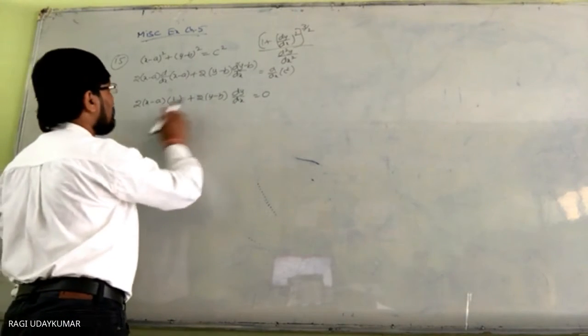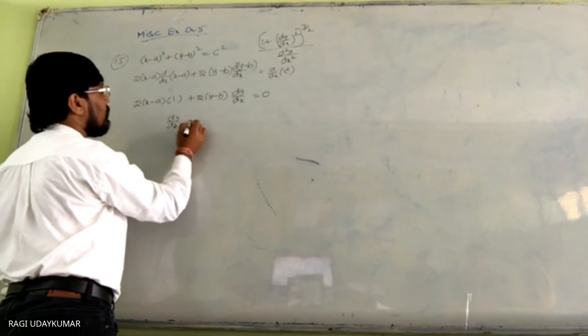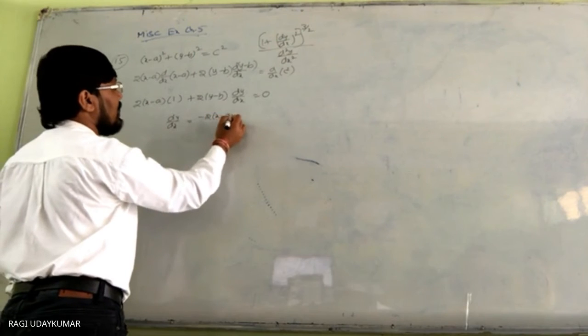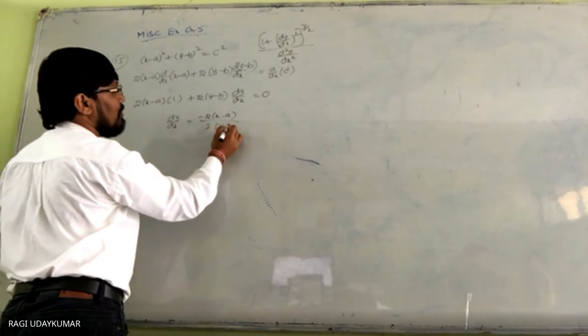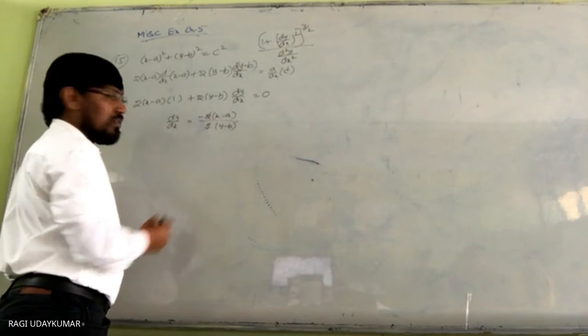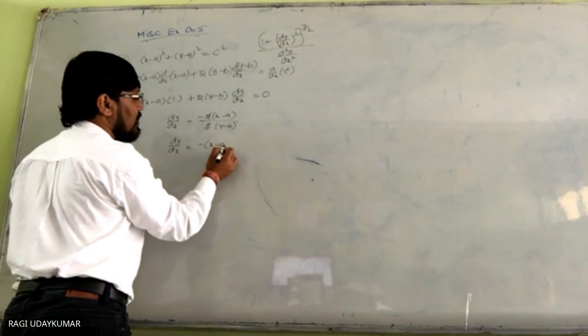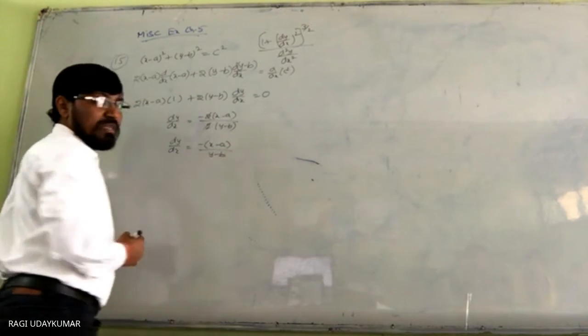So what does dy by dx mean? The right side will be the one. So dy by dx is equals to minus 2 of (x minus a) by 2 of (y minus b). These two cancel. What do you get here? dy by dx is equals to minus of (x minus a) by (y minus b).